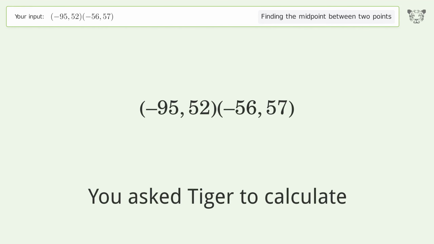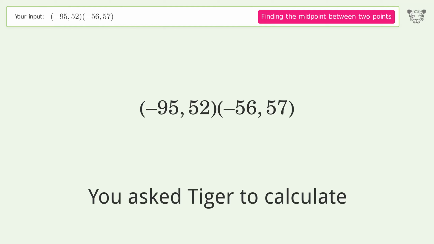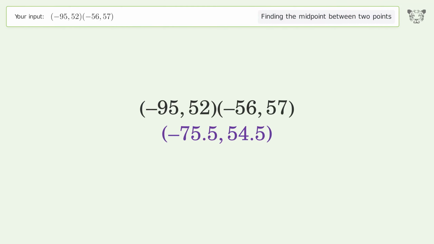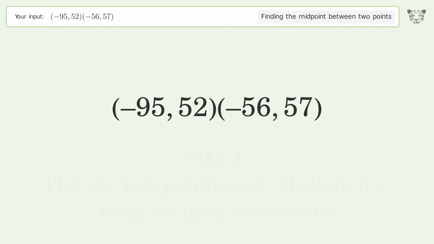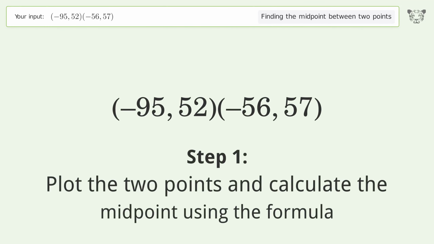You ask Tiger to calculate. This deals with finding the midpoint between 2 points. The midpoint between the 2 points is negative 75.5, 54.5. Let's solve it step by step. Plot the 2 points and calculate the midpoint using the formula.